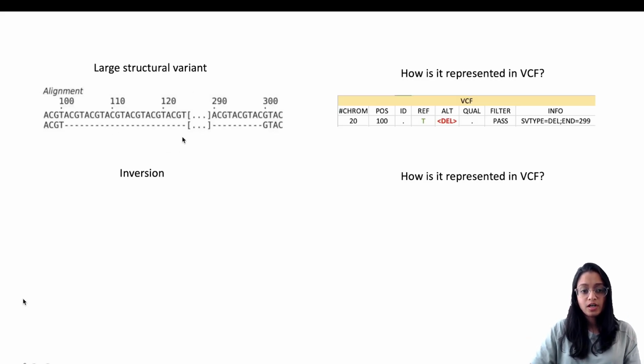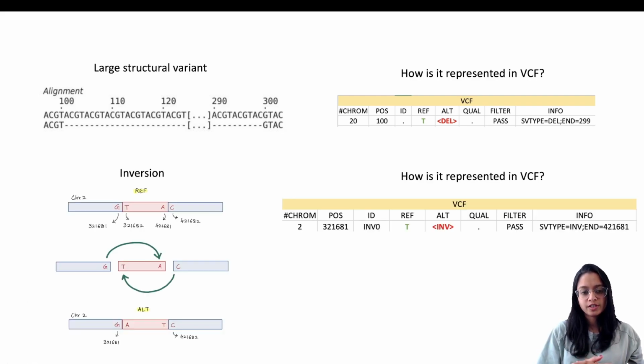So let's say we have a large deletion. It can be represented in a VCF file with the position before the large deletion event happening in the reference. So in the example here, the deletion event is observed in the alternate allele from the base 101. So the position here is 100, and for the alternate allele section we see this annotation, which is described in the info with the SV type annotation, which is a deletion event, and it also provides the information on where this deletion ends. So it ends on the base 299.